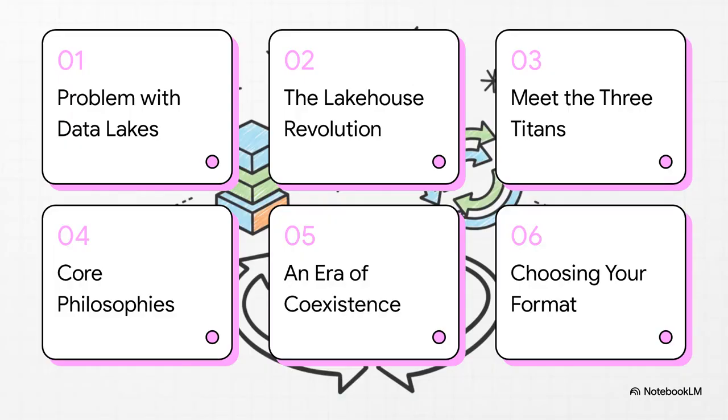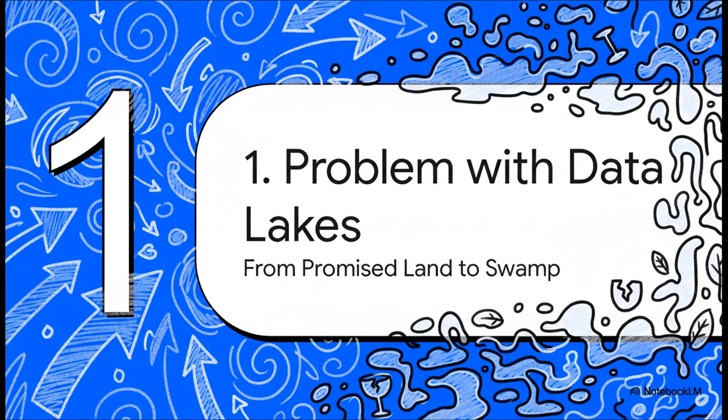All right, so here's our game plan. We're going to start with the problems of those old-school data lakes, then see how the Lakehouse revolution came in and fixed things. We'll meet our three titans, compare their core philosophies, and then get to the really juicy part, the surprising truths in the format wars. And finally, we'll wrap up with how you can actually choose the right format for your own needs. Okay, let's dive into part one, the problem with data lakes.